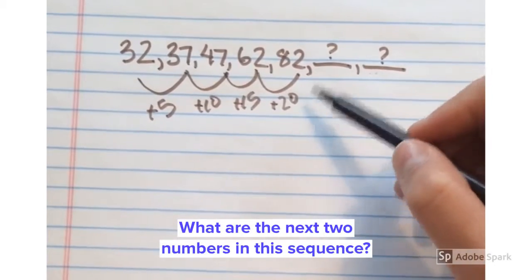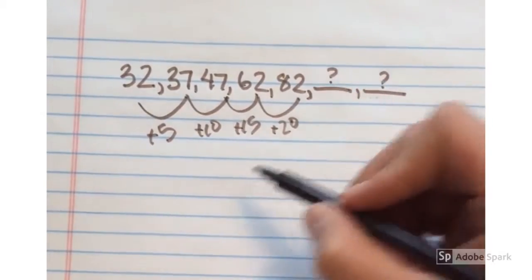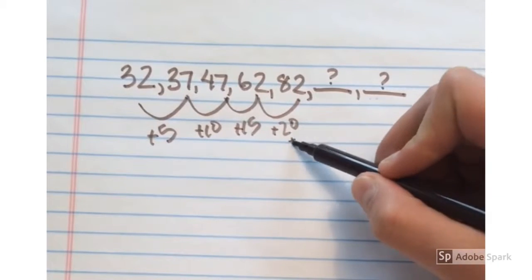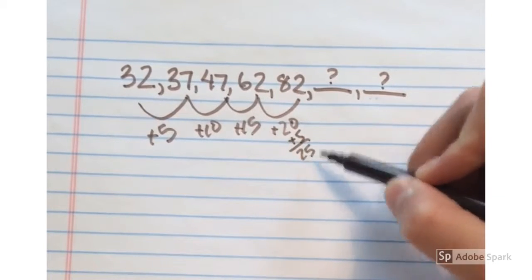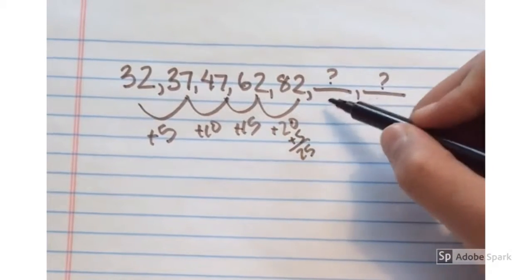So, that means to find the next number after 82, we have to add 5 to 20 to get 25, and add it to 82, and we get 107.